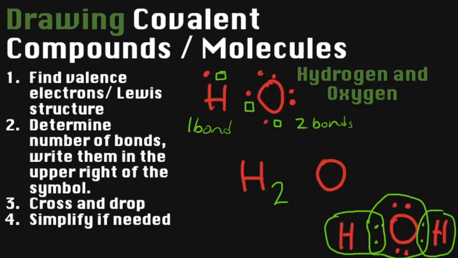So at this point, all 3 of the atoms involved are satisfied, and we've actually just made a molecule called H2O. Otherwise, it's known as water. And we can kind of abbreviate that by drawing it like this, where the lines represent these covalent bonds.